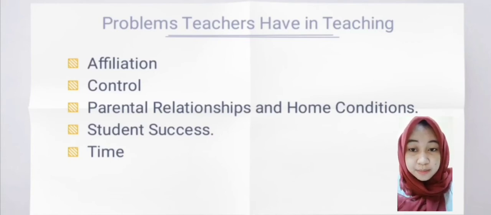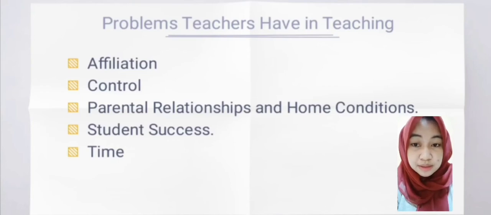Number three is parental relationship and home condition. Teachers recognize the important role of parents and that the condition in student homes impacts school success. Many teachers who have participated in various surveys say that it is difficult to have a good relationship with parents and to find out about and have a positive effect on home conditions.